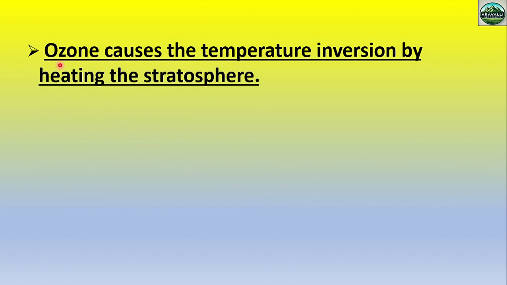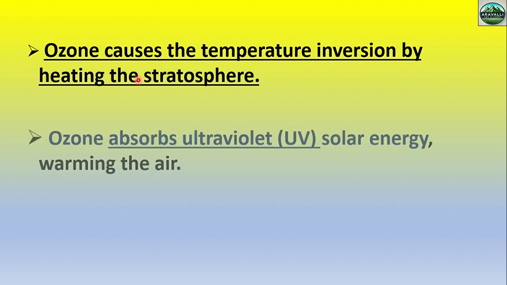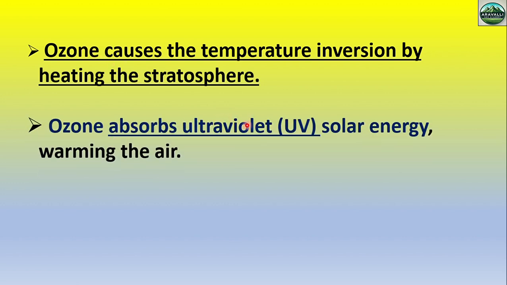Why is the temperature increasing in the stratosphere? Due to the presence of ozone. Ozone absorbs the heat, absorbs the ultraviolet rays. Due to this absorption, temperature continuously increases. Ozone causes the temperature inversion by heating of the stratosphere.